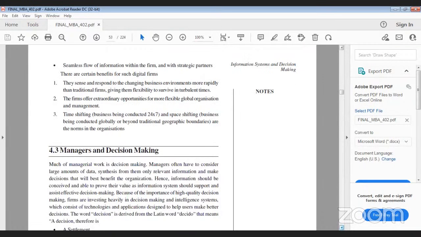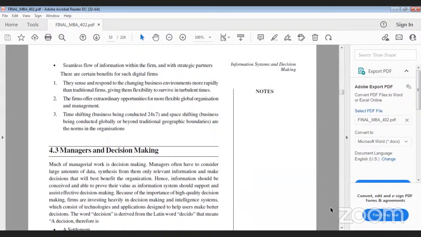Next one is manager and decision making. Managerial work is decision making. Managers often have to consider large amounts of data, extract from them only relevant information, and make decisions that will best benefit the organization. Hence, information systems should be able to prove their value, as an information system should support and assist effective decision making because of the importance of high quality decision making.